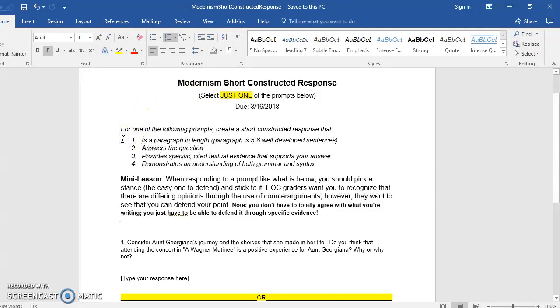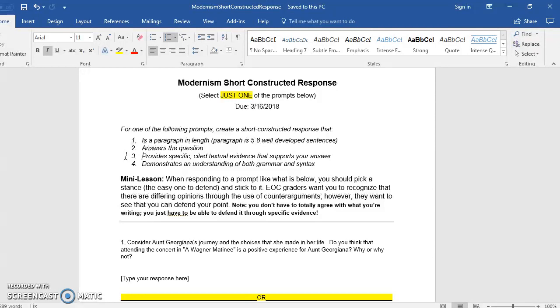In that paragraph, it needs to be a paragraph, so we want 5 to 8 well-developed sentences. You need to make sure that you're paying attention to the question and answering the question. You need to use some specific cited textual evidence from one of the short stories that we will read in the week leading up to this assignment. And you need to demonstrate an understanding of grammar and syntax. We don't want grammatical errors that distract from the message, because we get bogged down in grammatical errors.